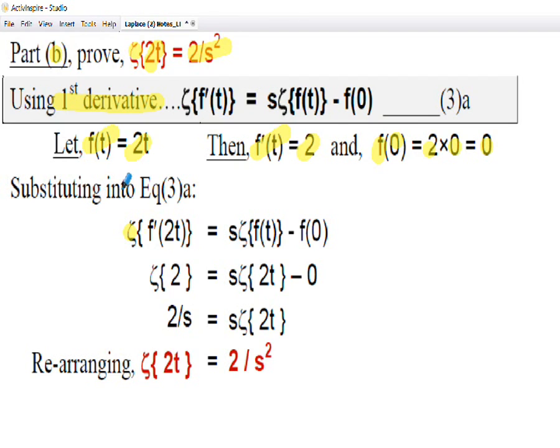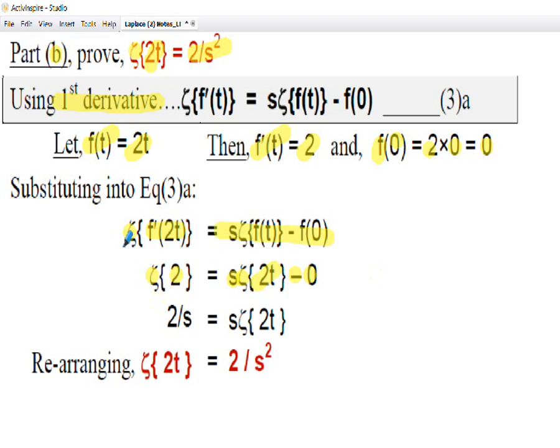So the Laplace transform of the first derivative of 2t, we're going to write in the Laplace transform form here. On the left hand side, the Laplace transform of the first derivative of 2t, that will be the Laplace transform of 2 in this case, is equal to s times the Laplace transform of the function of t, which is 2t, take away the value of the function of t when t is equal to 0. In this case that is 0.